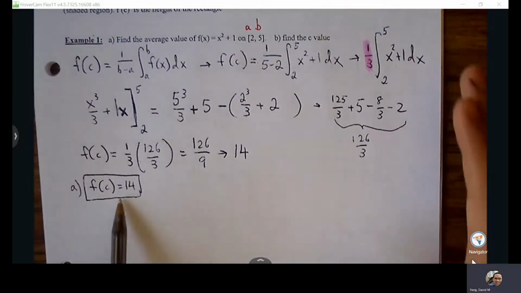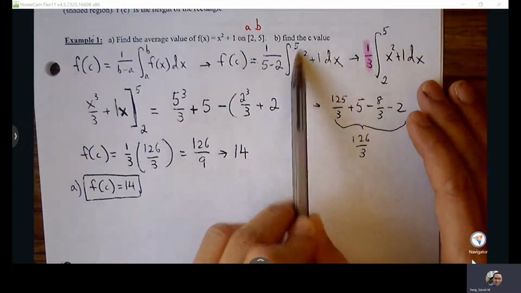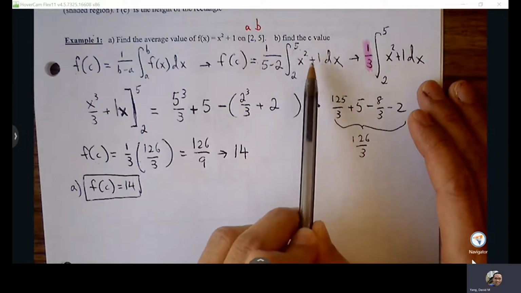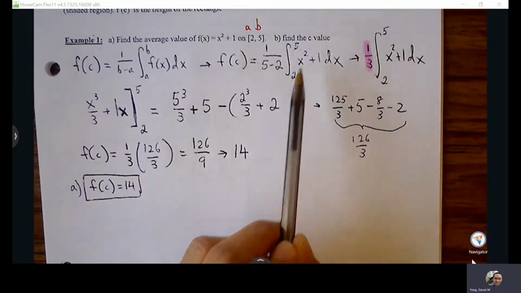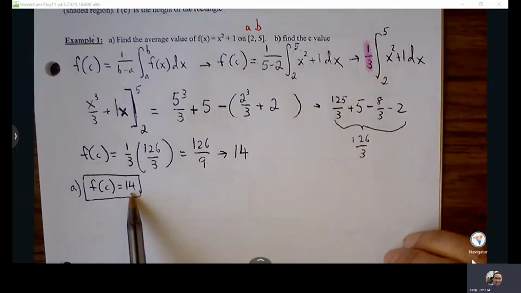So what that 14 tells us about the problem is that across my x squared plus 1 from 2 to 5, if I were to look at all the heights of that graph, the average height amongst all the heights of the graph is going to be 14.